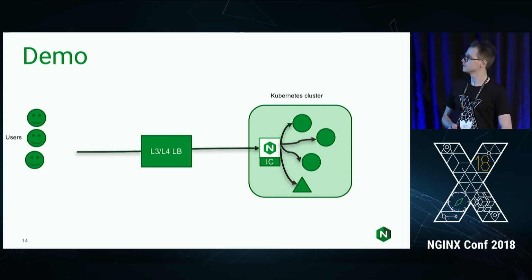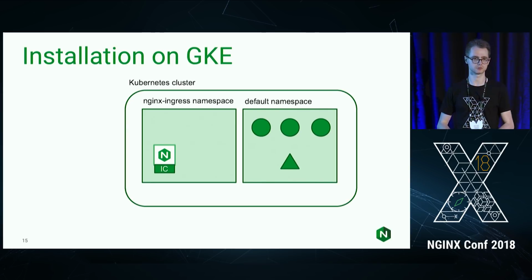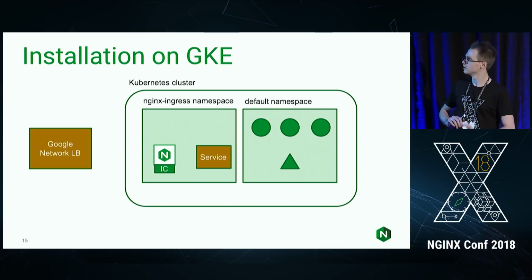In our demo, we will use the NGINX Plus Ingress controller, and I will explain the key differences between the NGINX and NGINX Plus Ingress controllers at the end of the talk. We will run our demo on Google Kubernetes Engine. We will deploy the Ingress controller in its own namespace, nginx-ingress, while the application pods will be deployed in the default namespace. As I said, we will provision a cloud load balancer to expose the Ingress controller pods to the clients outside of the cluster. For that, we will provision a service with the type LoadBalancer.